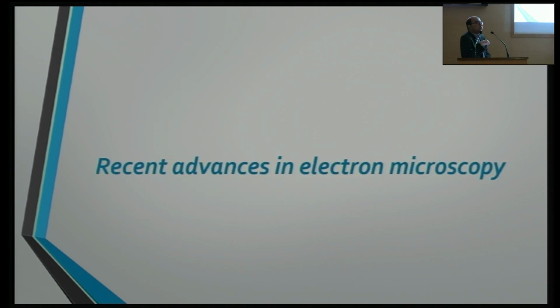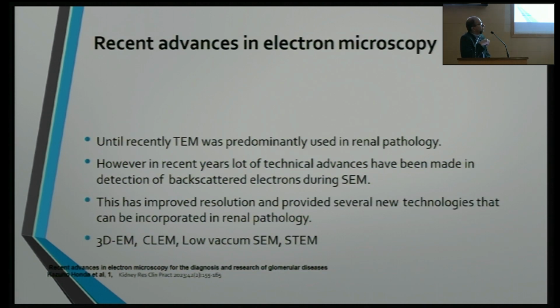So moving on to electron microscopy: advances made in electron microscopy in the last decade. For many decades, transmission electron microscopy has remained the mainstay in renal pathology. However, in the last few years, in the last decade, I would say, there have been quite a few technical advances made in the detection of backscattered electrons in scanning electron microscopy as well, which has improved the resolution of the scanning electron microscope.